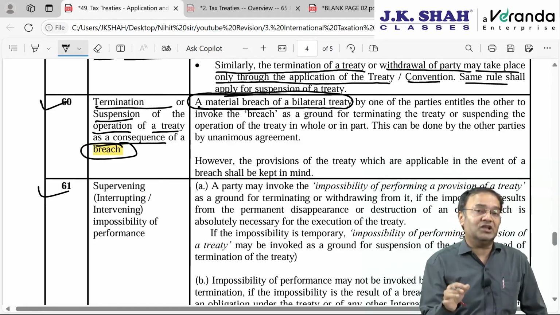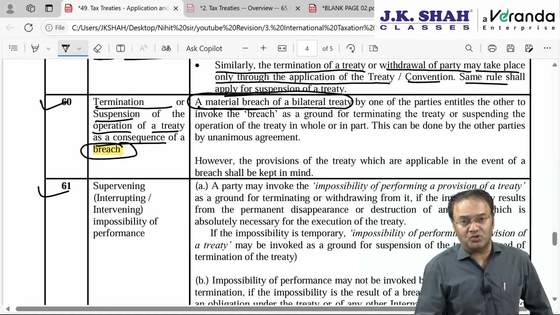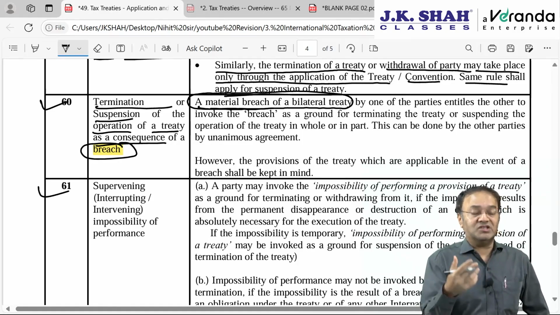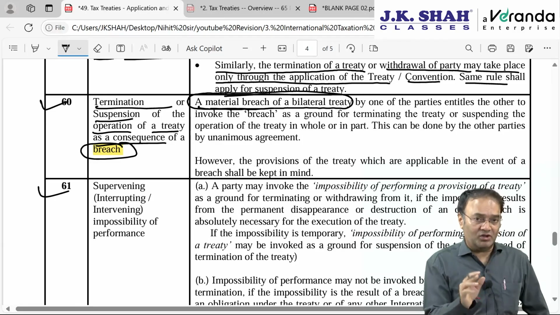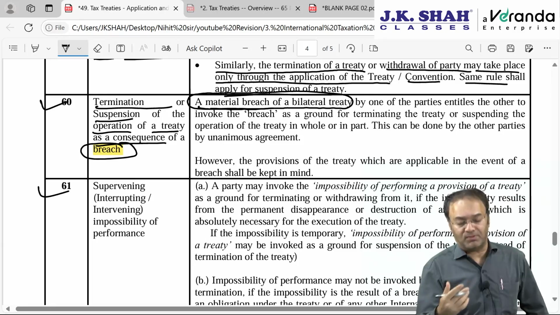If it is very negligible, like Pakistan refuses to hand over some terrorists to India with the reasoning that according to Pakistan's law that person is not a terrorist, then in such a situation India cannot treat it as a breach by Pakistan.